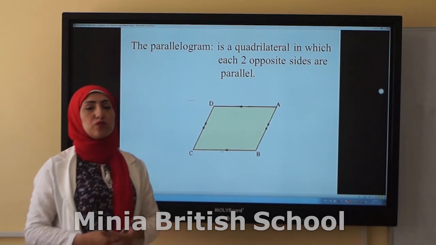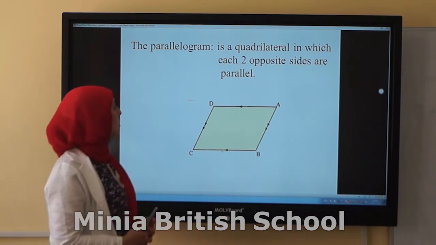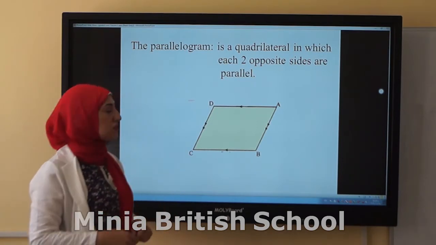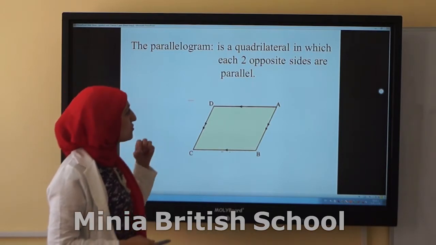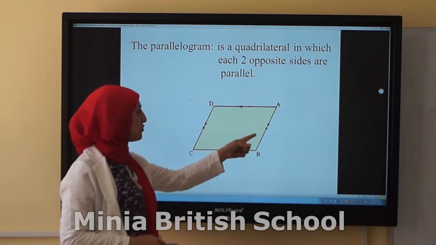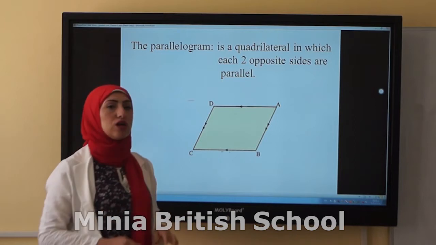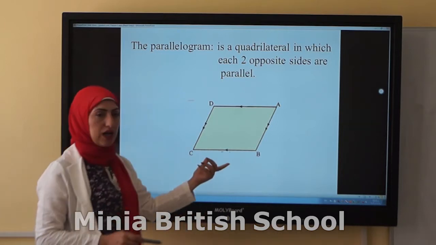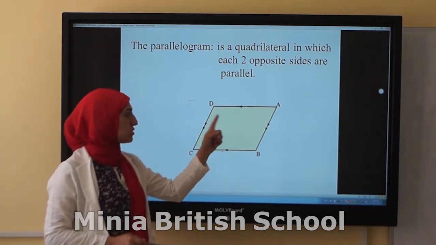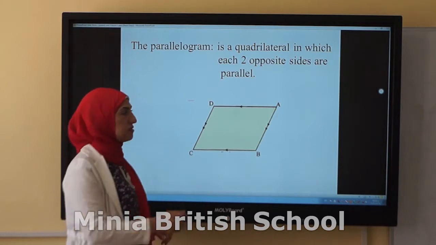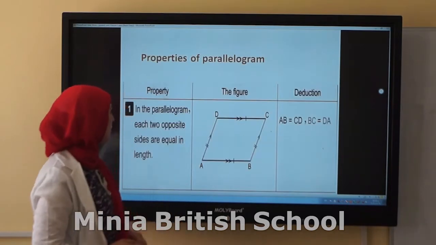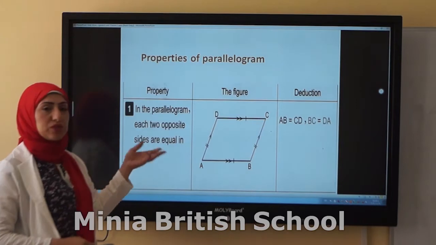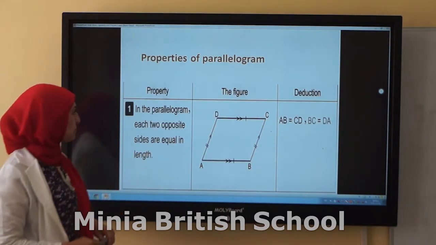Here, we studied before the parallelogram, but we will revise it quickly. It is a quadrilateral in which each two opposite sides are parallel. In the parallelogram, each two opposite sides are parallel. Okay. What are the properties of the parallelogram?